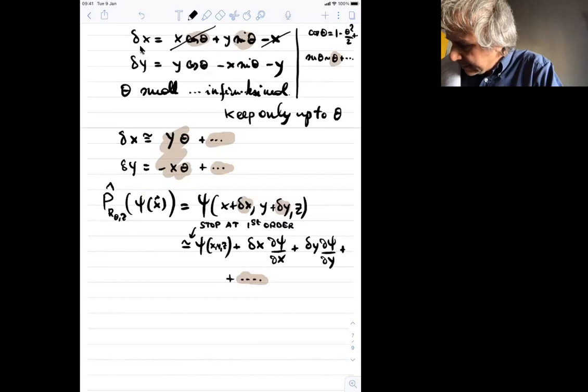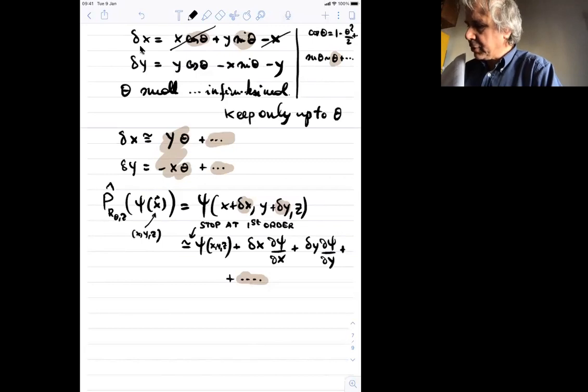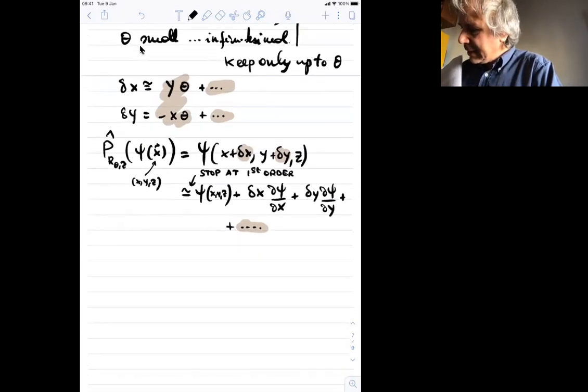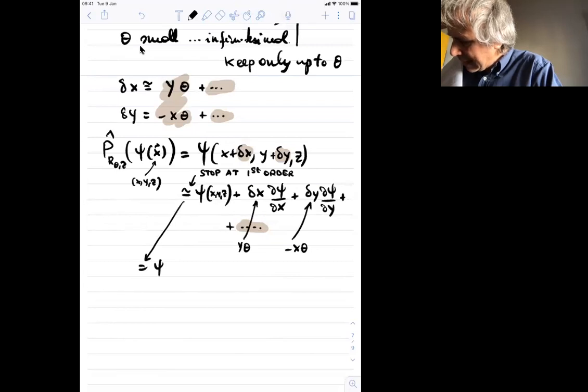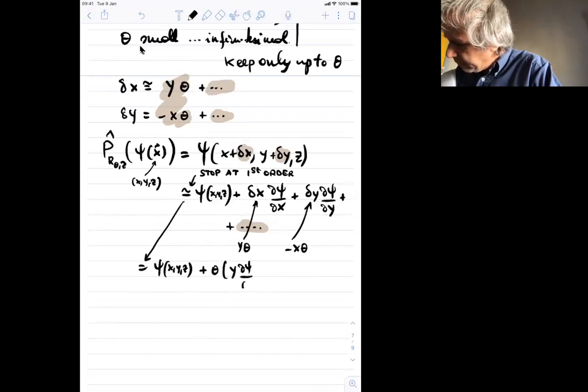So here, x is the vector x, y, and z. All right? Very good. Now, you see that delta x is equal to y theta. So this is y times theta, and this is minus x times theta. So let's do the algebra. So this is equal to psi at the same point, x, y, z. Then I have plus theta, y, the derivative with respect to x, minus x, the derivative with respect to y.